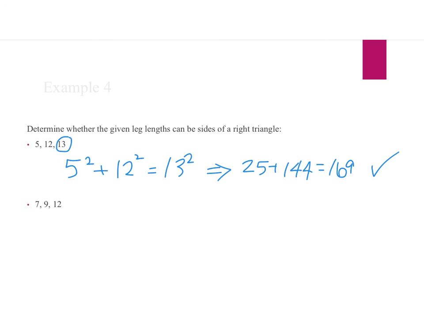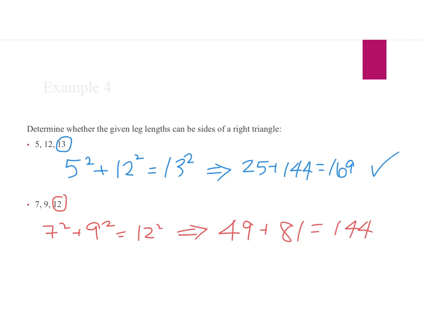Likewise, for the next part, 12 is my largest number, so I'm going to have 7 squared plus 9 squared, and I have to figure out if that equals 12 squared. Here I end up with 49 plus 81, and I want to know if that equals 144. Well, 49 plus 81 is actually equal to 130, so that's not equal, so these are not the sides of a right triangle.